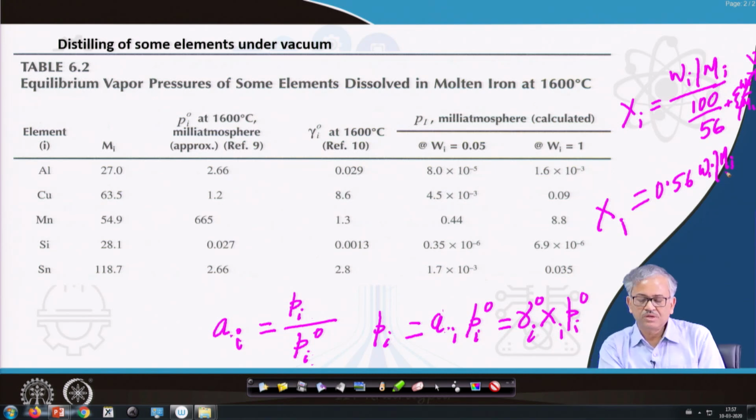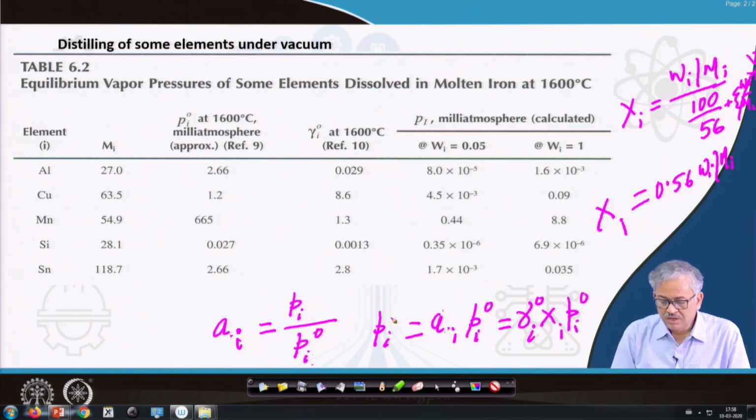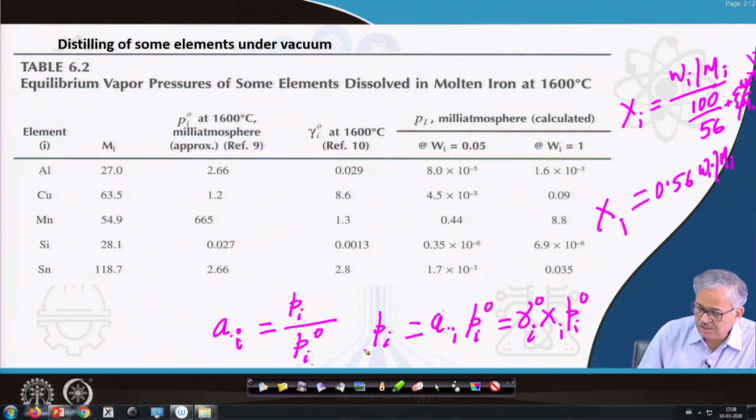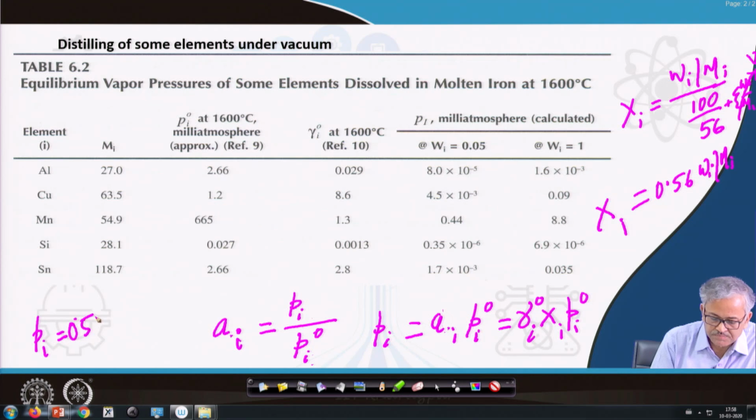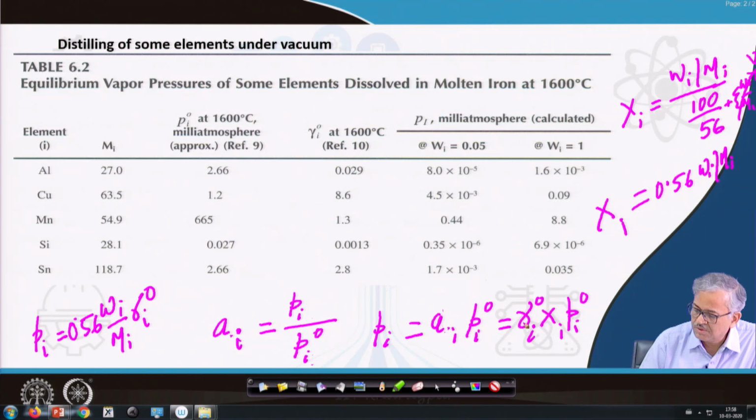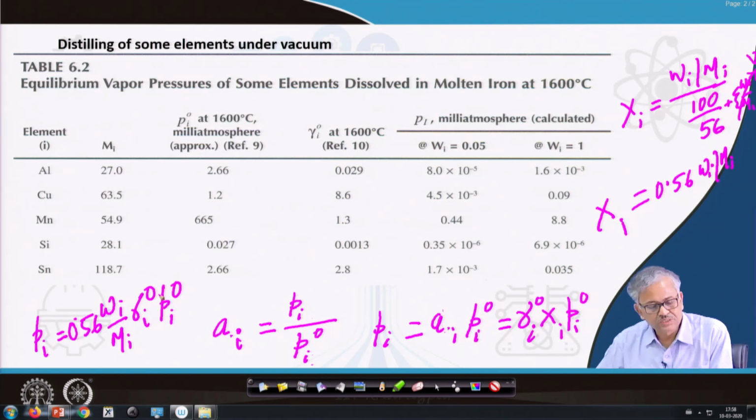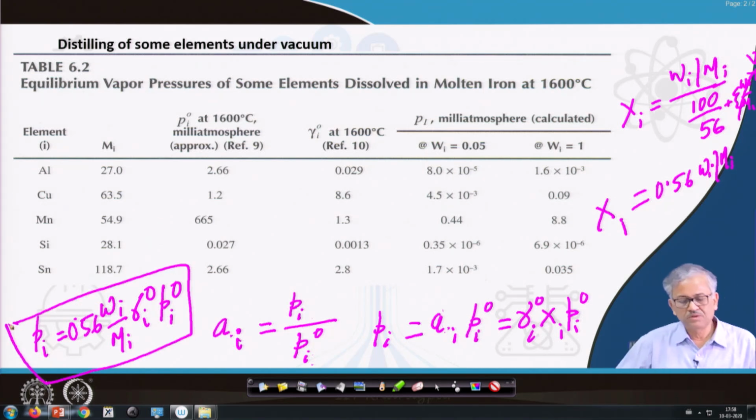So if you know mi, the molecular weight, and the weight percent, then you can calculate xi. Pi naught is known to you, and gamma I naught is also known to you, that is called the Henryan activity coefficient in the Raoultian scale. Pi naught is the vapor pressure of the pure element I, and Pi is the partial pressure of the element in the liquid steel. So finally, this is the expression: Pi is equal to 0.56 Wi by mi, into gamma I naught, into Pi naught.